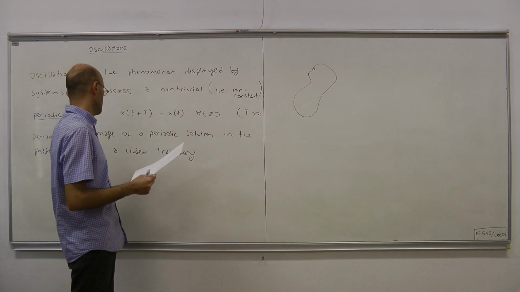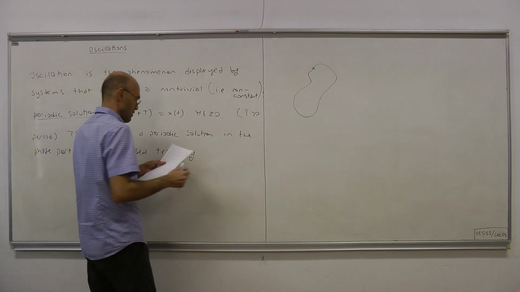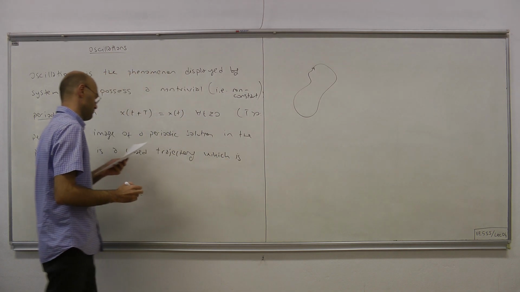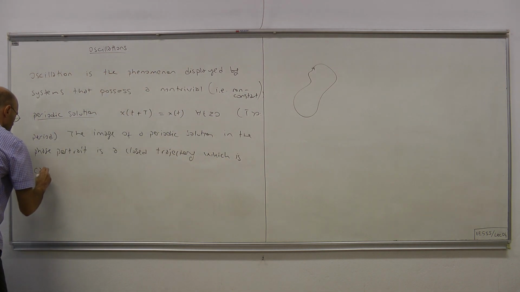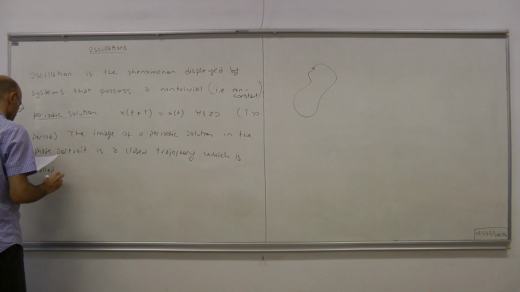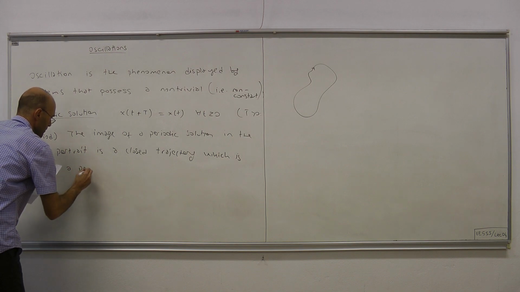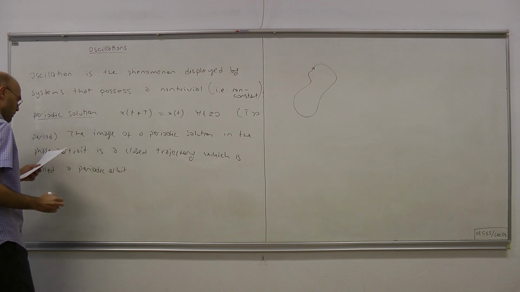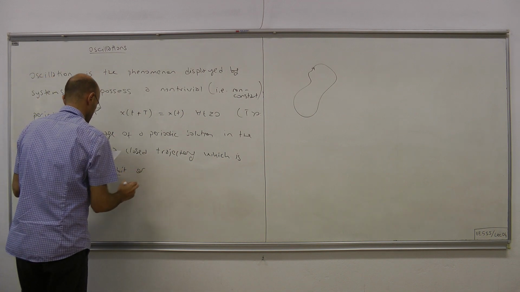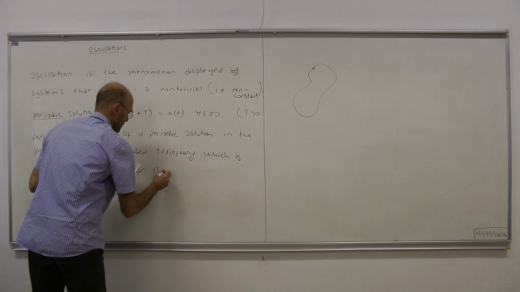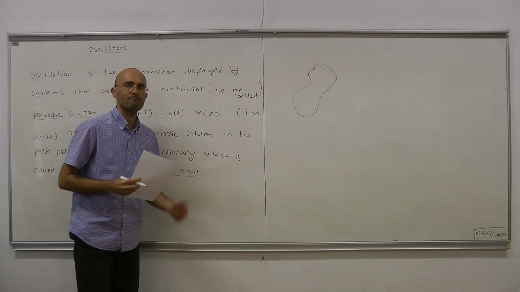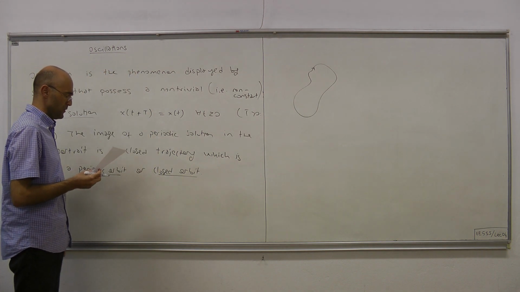Basically we're talking about a loop. A closed trajectory, which is called a periodic orbit, or a closed orbit. Okay. So those are our basic definitions.